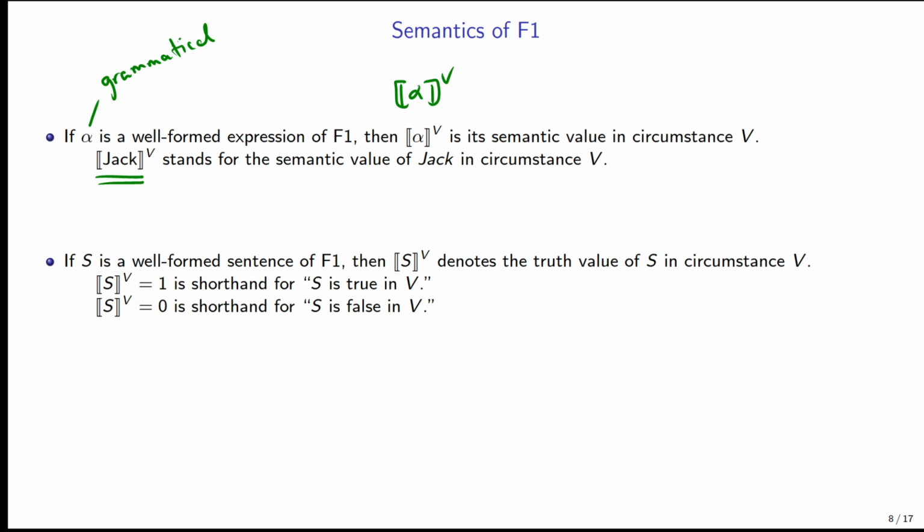Now, at the sentence level, if S is a well-formed sentence of F1, then S denotes the truth value of S in some circumstance V. So sentences have truth values. This is 1 or 0, while words and phrases have elements or set meanings. So if we write that the value of S in V is equal to 1, that just means S is true, and if it is equal to 0, that means S is false. This is very similar to propositional logic.